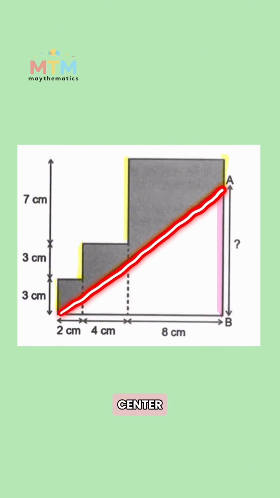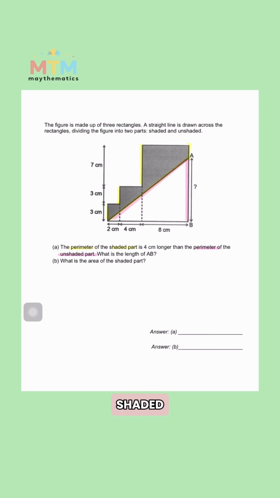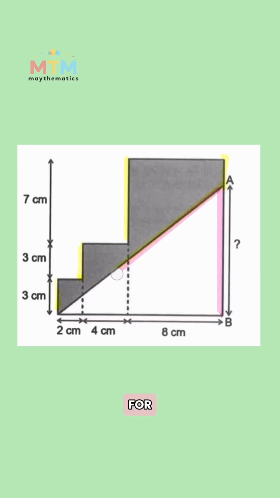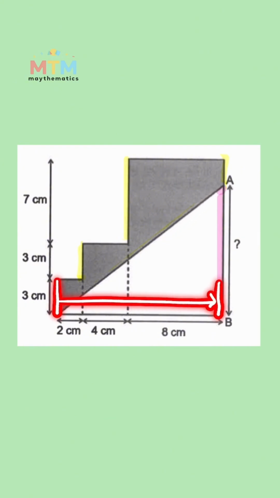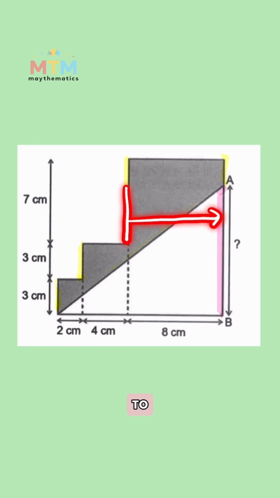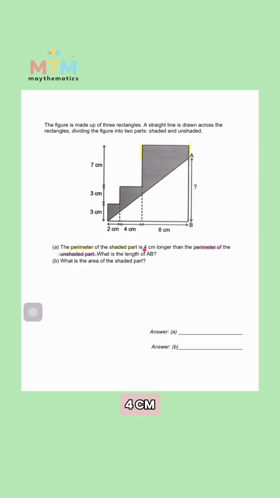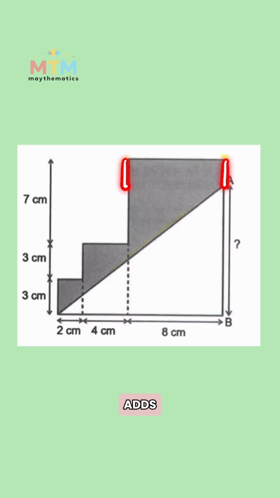This line in the center is the same for the perimeter for the shaded part as well as the unshaded part. So because it is the same, we can also erase it for both shaded and unshaded part. This equals to this, and this equals to this. So last but not least, this is also equal to this. So since both of these refer to the difference of 4 cm, therefore the difference of 4 cm comes from these two portions. So since the question mentioned that it is 4 cm longer, we are able to find that these two add up to 4 cm.